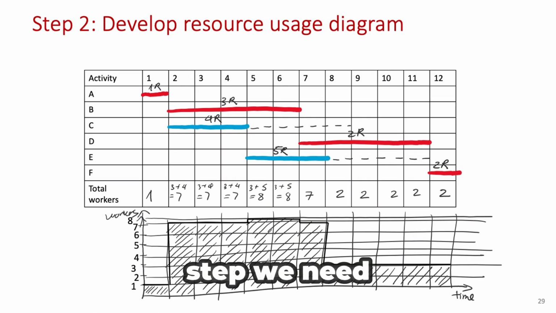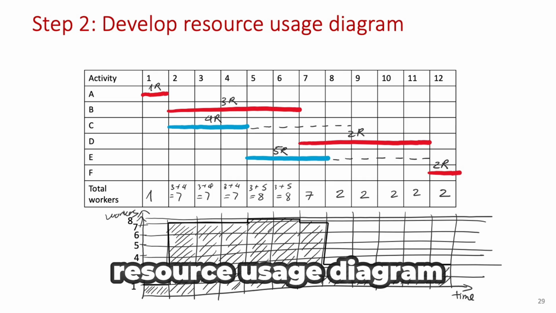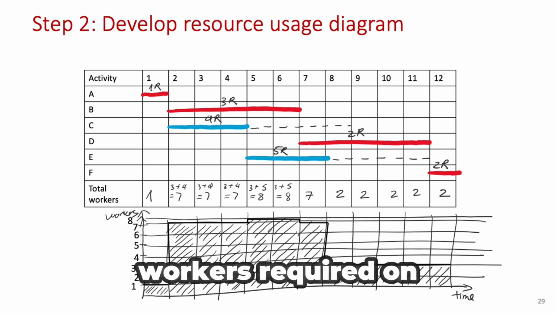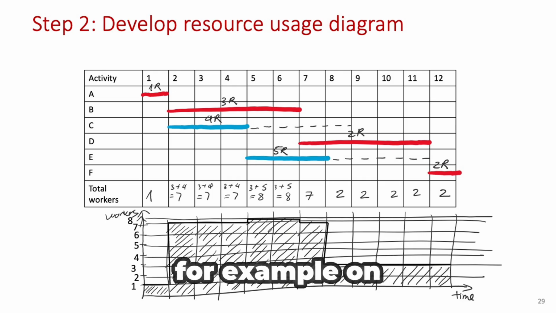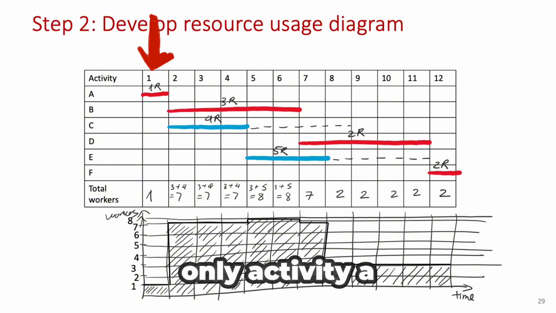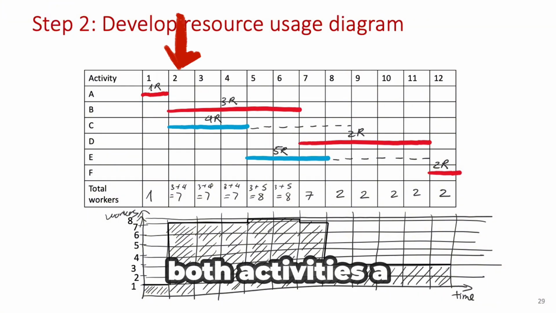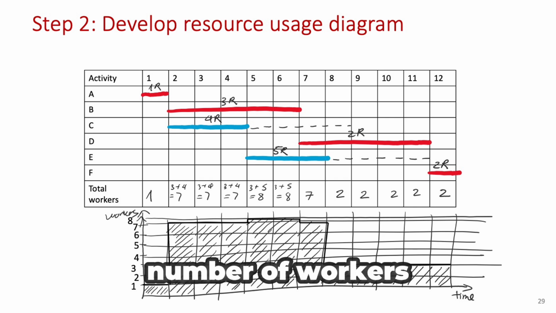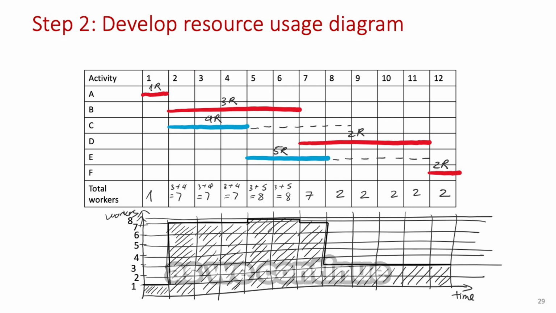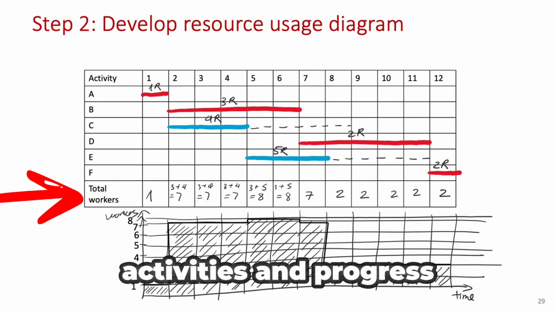In the last step, we need to create the resource usage diagram. We plot the total number of workers required on each day. For example, on day 1, only activity A is happening, requiring 1 worker. On day 2, both activities A and B are running, so the total number of workers required that day is 7. As we continue, we sum up the workers needed for each day based on the activities in progress.